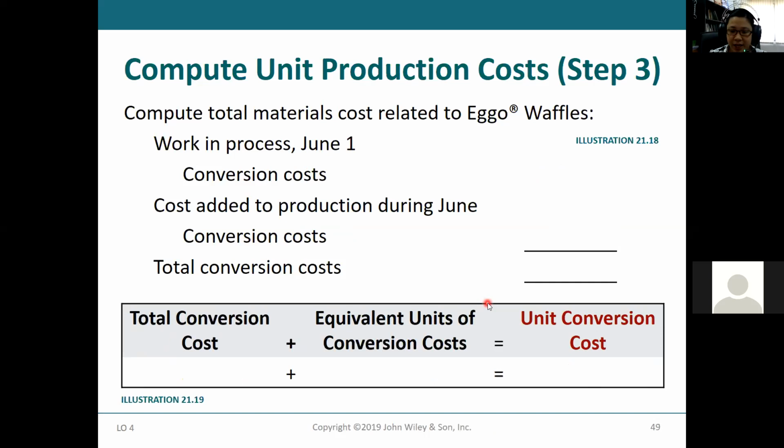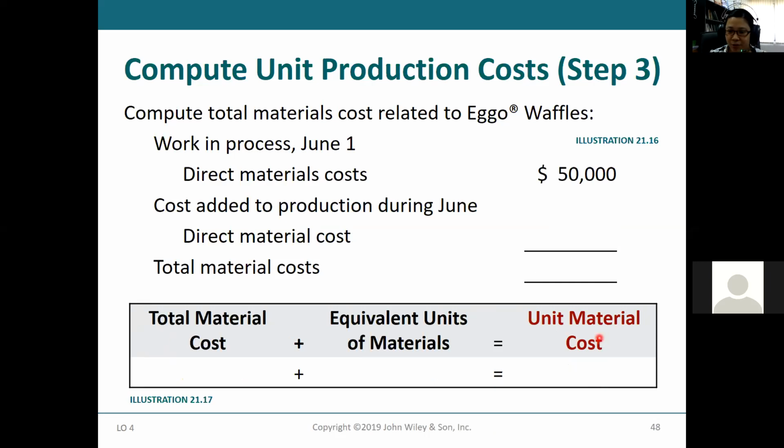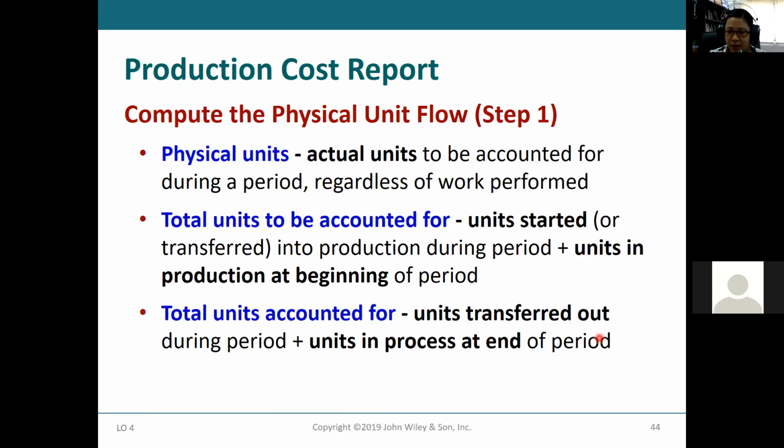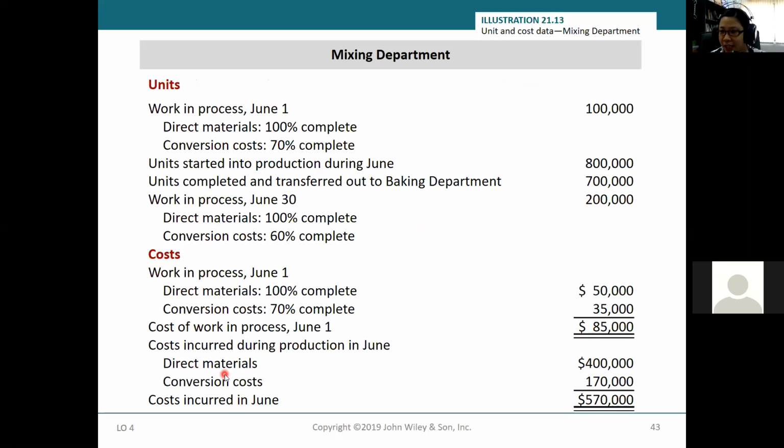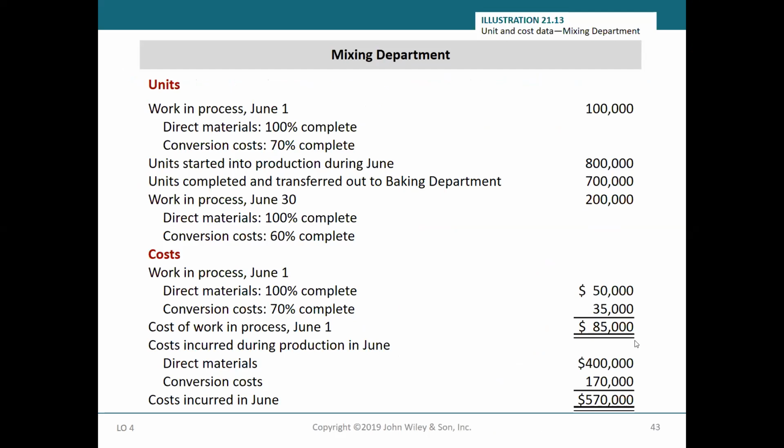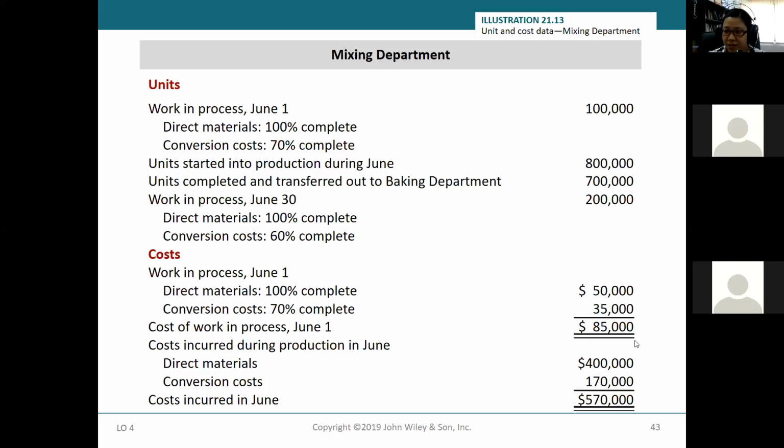We're going to find how much is the unit of conversion cost. Okay, so we're going to do the same thing. We look at the question again. Anyone tell me at the beginning, how much did I spend for my conversion cost? How much, class? 35,000. It's 35,000, correct. 35,000 is the conversion cost that I spent at the beginning.